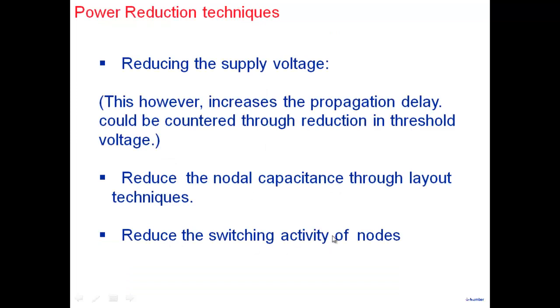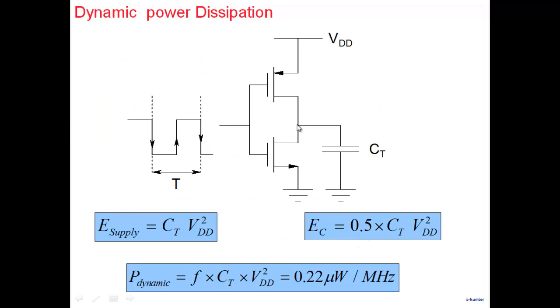And the third way is to reduce the switching activity of the nodes. Switching activity means the number of times this particular node switches in a particular time period. Well, if it's being driven by an input like this, you don't have much control. But in many other cases, by careful choice of how you design the circuit, you can minimize the switching activity. Switching activity meaning, again, the number of transitions it makes from 0 to VDD and VDD to 0. So you can minimize the switching activity through design and reduce the power dissipation.